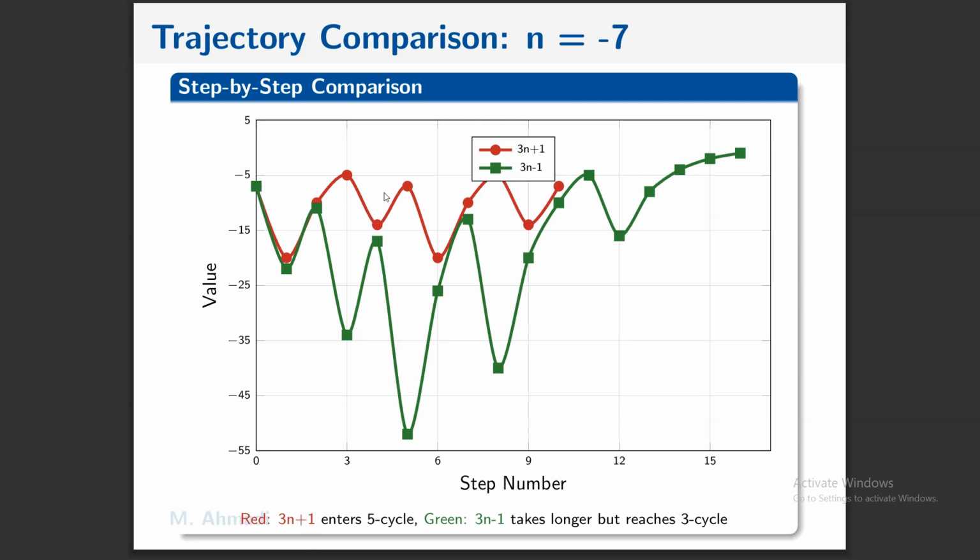5 cycles with 5 steps. Here also we can see the cycle. And 3n-1 takes longer but leads to a 3 cycle. After some fluctuation, it leads to a 3 cycle.